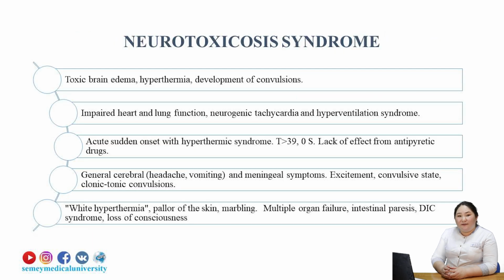One of the complications in viral infectious disease in children can be the occurrence of neurotoxicosis syndrome, which is characterized by toxic brain edema, hyperthermia, fever, and development of convulsions. These patients first have a very stable fever with centralization of hemocirculation. The patient's skin will be very cold, and in the next stage convulsions can also occur. And mostly the white type of hyperthermia will occur in these children.